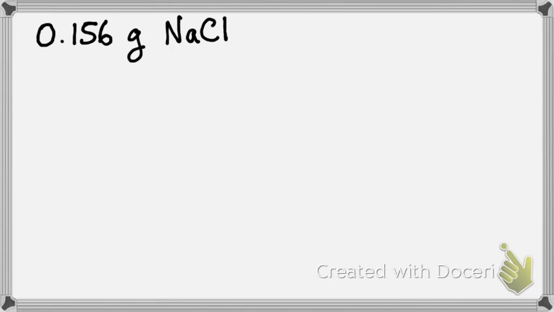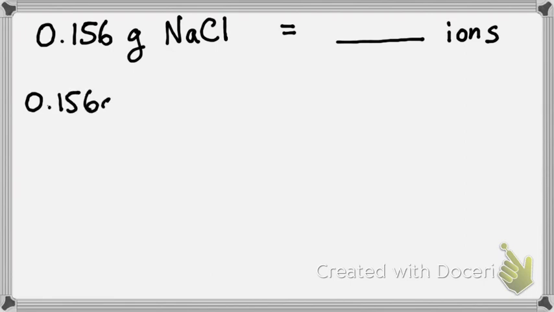So let's say that we have 0.156 grams of sodium chloride, and I want to determine how many ions we have. So this is an example of one that we have not done previously. So we're going to start with what we know, which is 0.156 grams of NaCl.